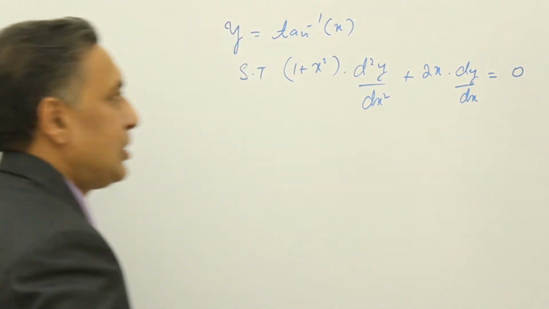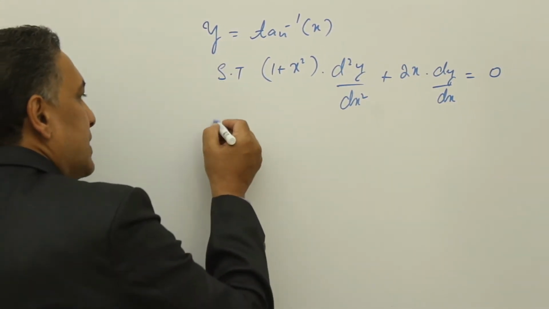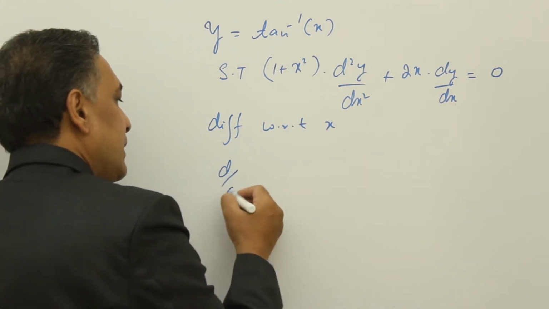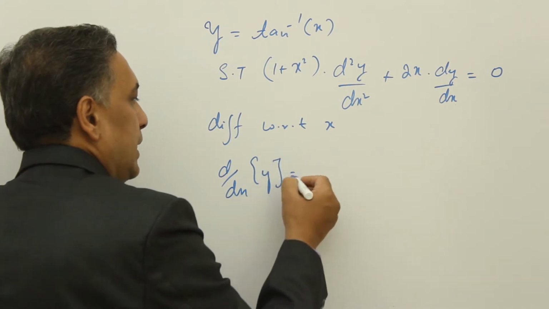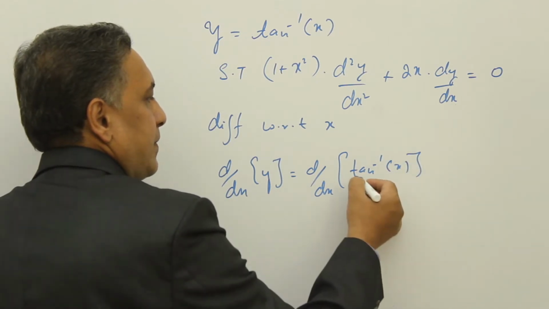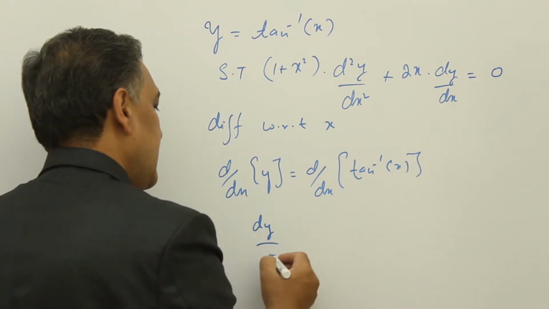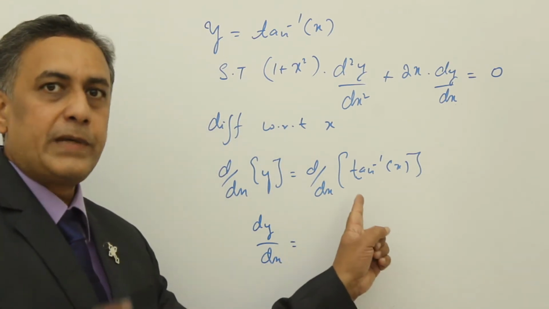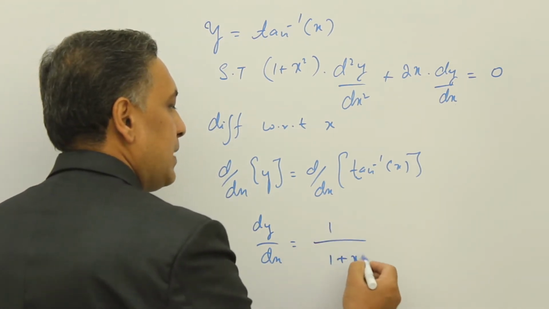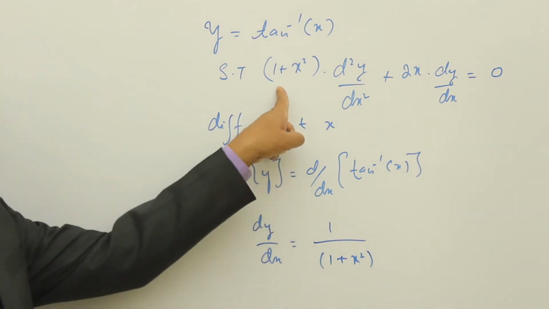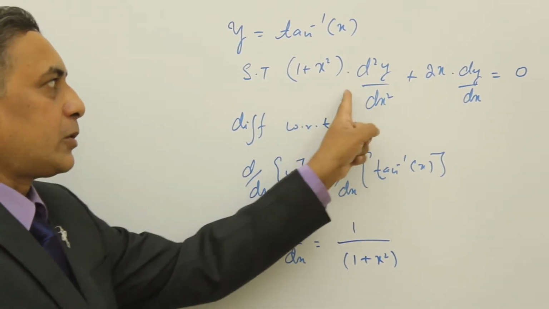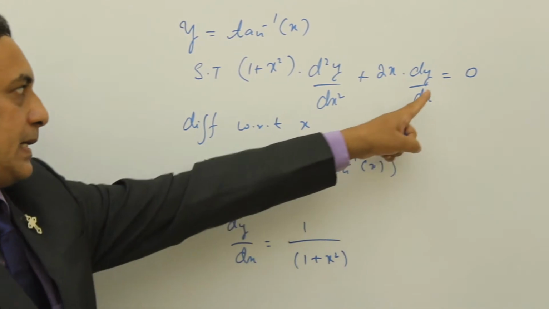So we shall differentiate this with respect to x. Differentiating with respect to x, we get d by dx of y equals d by dx of tan inverse of x. So dy by dx is equal to d by dx of tan inverse x, which is 1 by 1 plus x square. So therefore it will be 1 whole divided by 1 plus x square. If you see in the equation, you have 1 plus x square, so you have to transpose this into d square y. So if you apply the product rule, I might get it, and it is equal to 0.